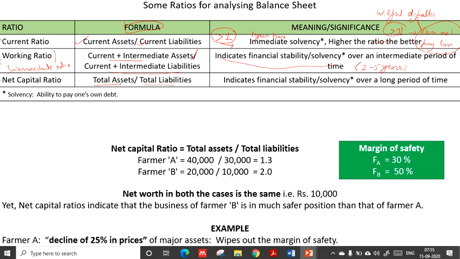The working ratio indicates financial stability over an intermediate period of time, and the net capital ratio shows the overall position in the long term, how you will be standing. That is long term financial stability, long term solvency, whether in the long term you will be able to repay all your loans, whatever the type. Higher values are better for the business. All of them should be greater than 1, and higher the better.